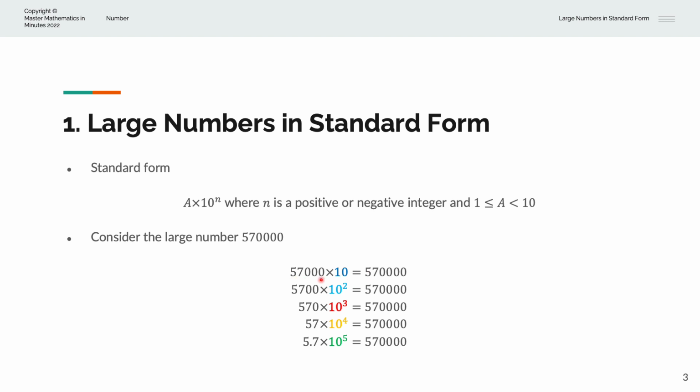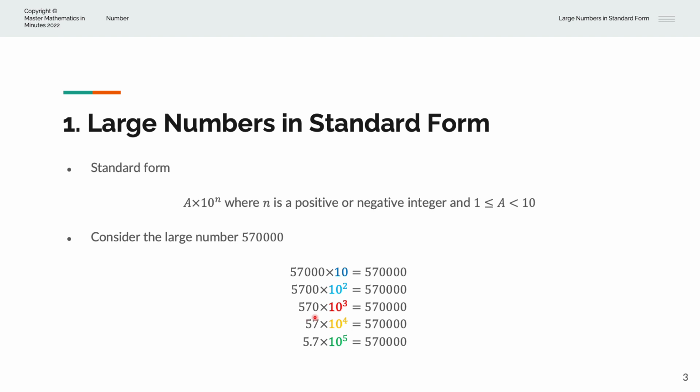So 57,000 is basically 57,000.0. If we were to move the decimal 1 digit to the left, we have 5,700 with 2 zeros. And we need to multiply by 10 squared to bring back 4 zeros. So 5,700 is basically 5,700.0. If we were to move the decimal 1 digit to the left, we have 570. And we need to multiply by 10 to the power of 3 to bring back 4 zeros.